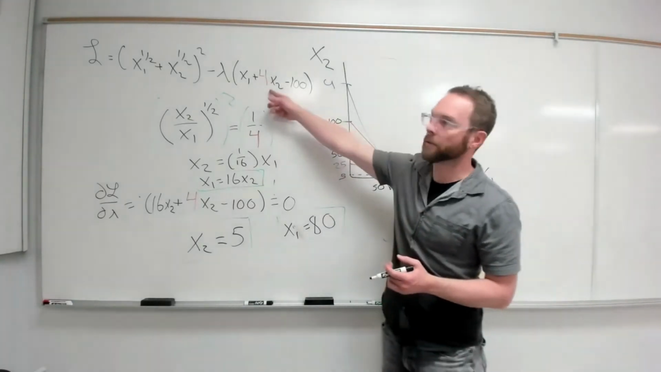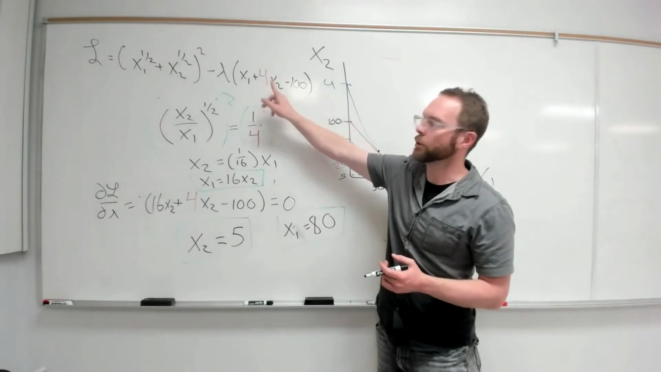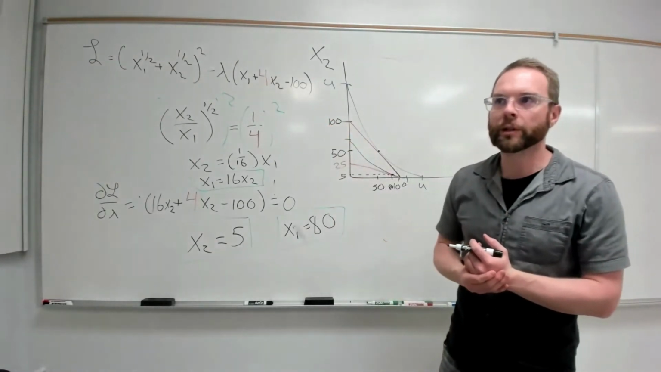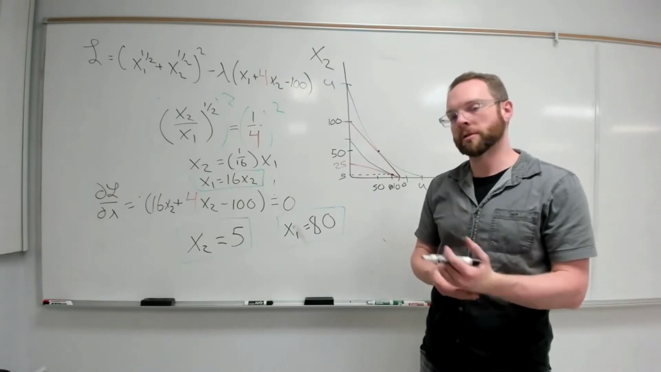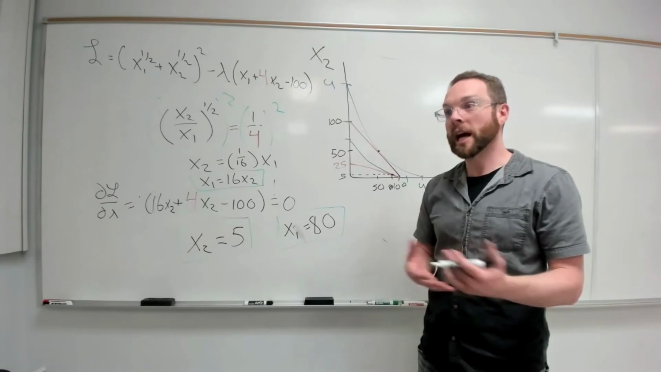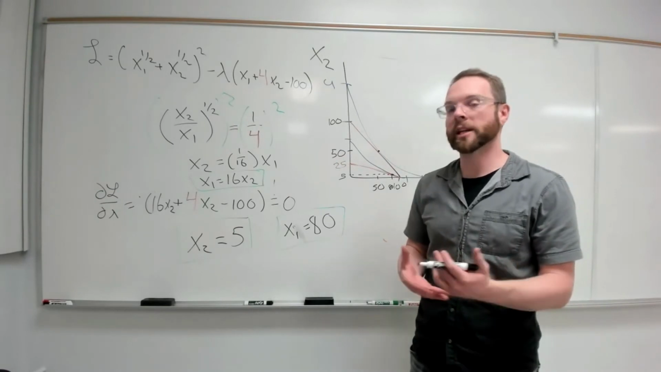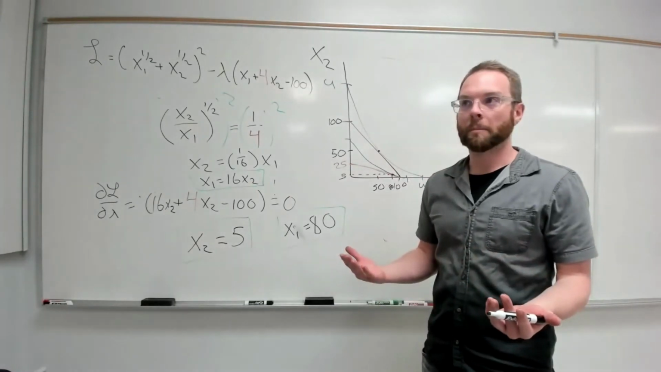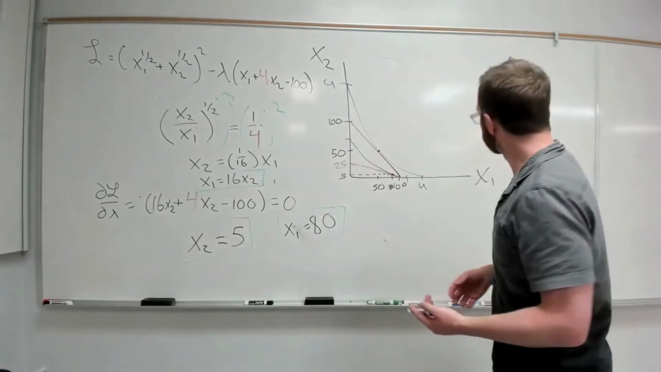When price goes up to $4 for X2, you now can't afford as much as you used to purchase. So in real terms, you actually are poorer than before. So you'll want to consume less of both goods because you have less real income, and that's called the income effect. That is you consuming less overall of everything because you have less real income.